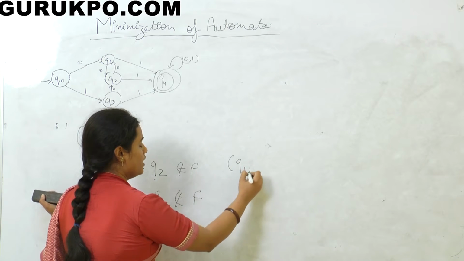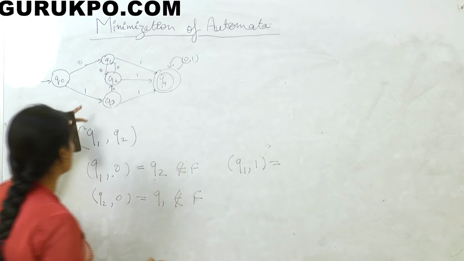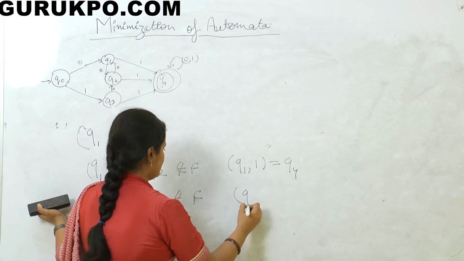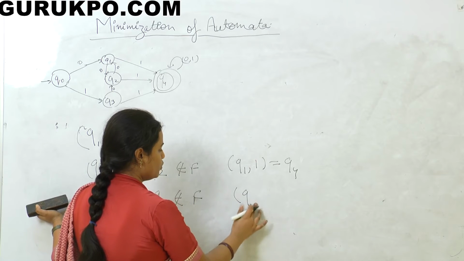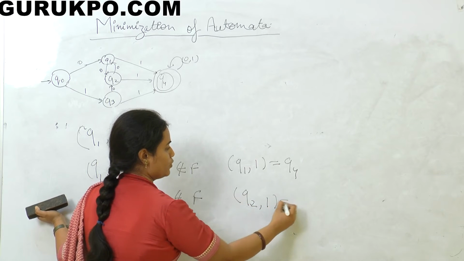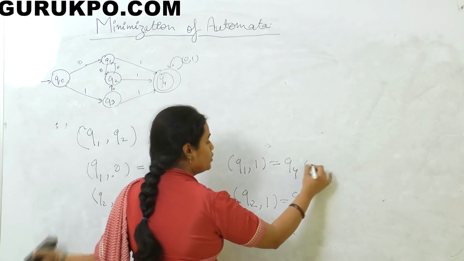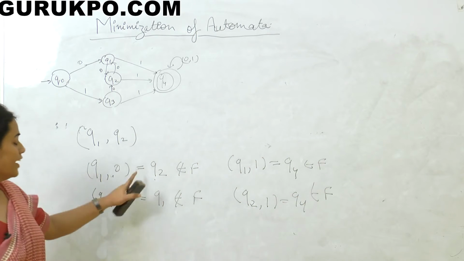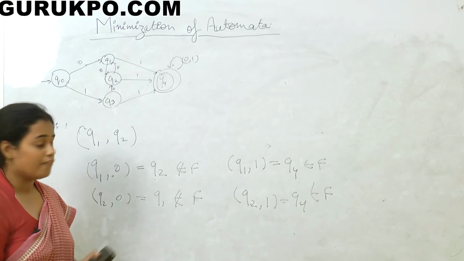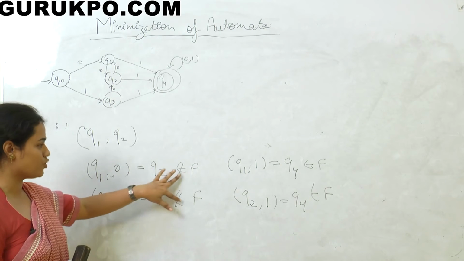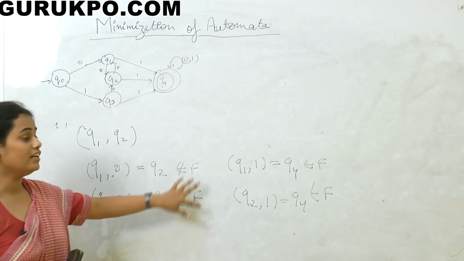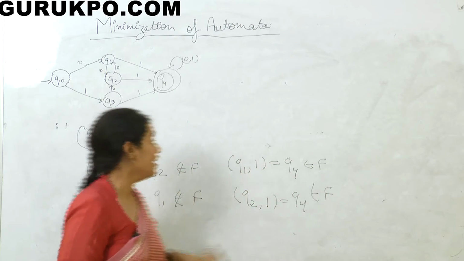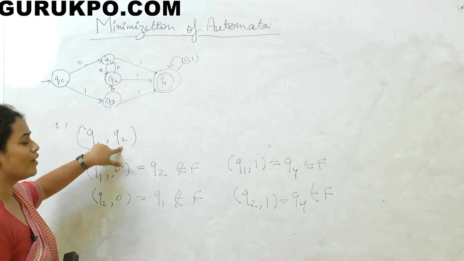For the other input, at Q1, when I am giving the input 1, I am reaching Q4. At Q2, I am giving the input 1, I am reaching the state Q4, and both belong to the set of final states. In this case, for the same input both do not belong to final state, and for the same input both belong to final states. That is why we can merge these two states Q1 and Q2.